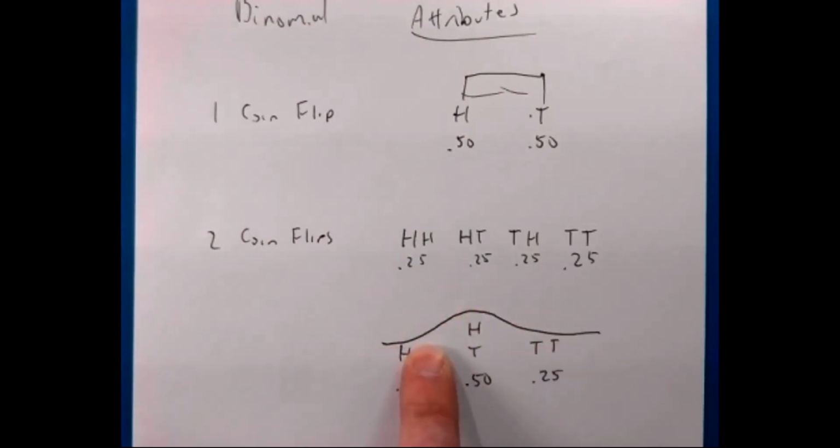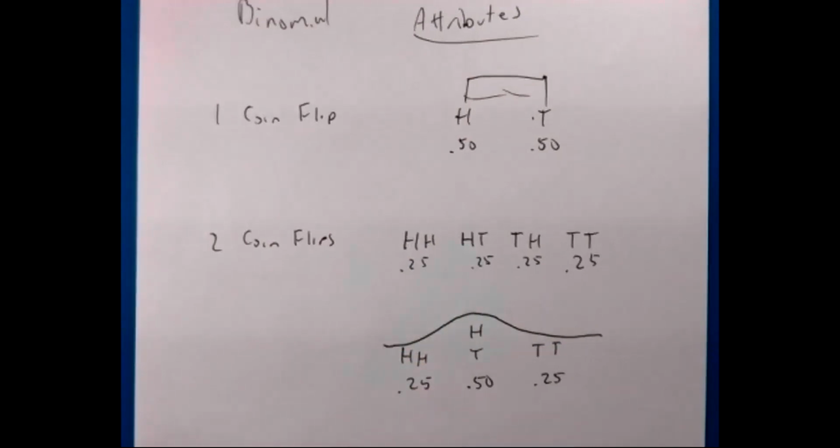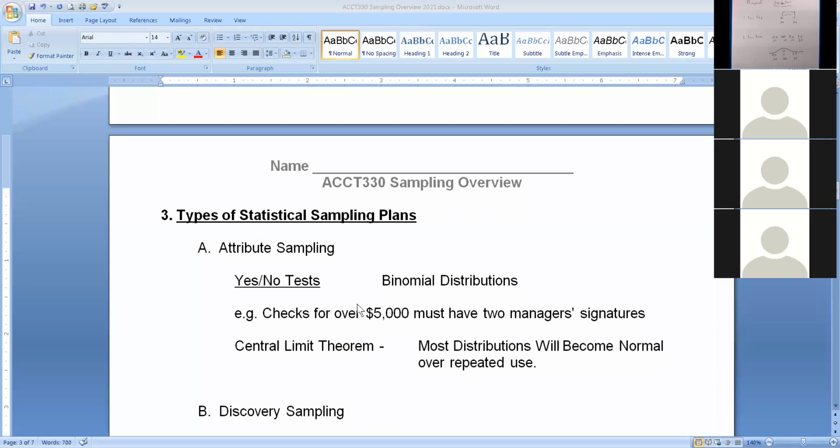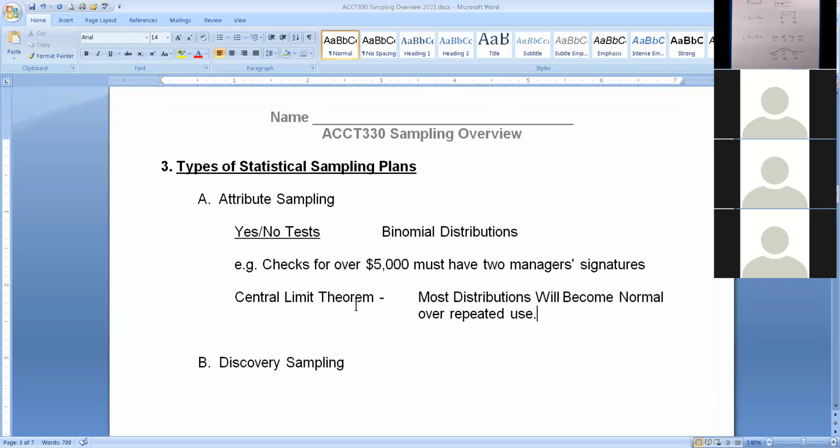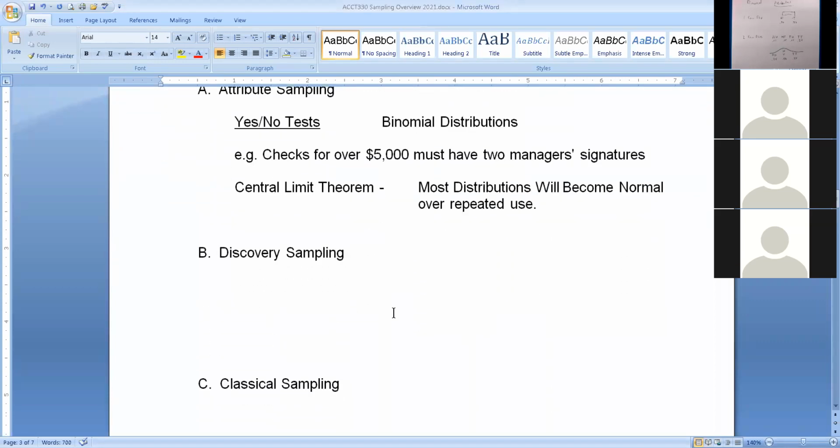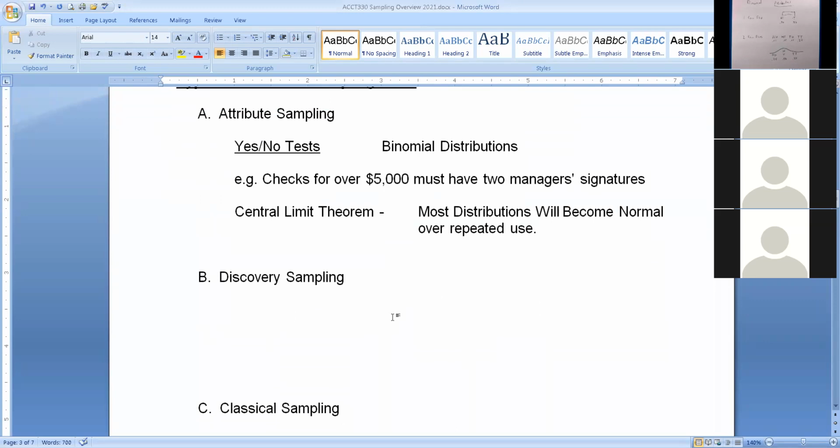And for us, this is good because when we do our statistics on it, we don't have to go through all the number crunching binomial distribution we normally have. We can just do the normal distribution, and it's much easier to work with. Okay, discovery sampling.